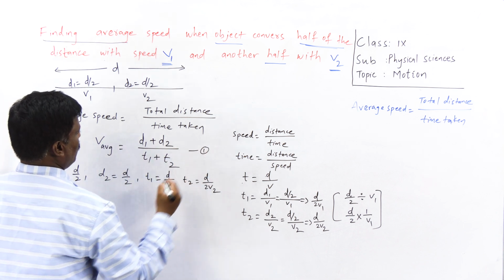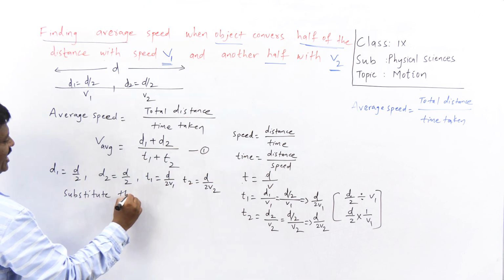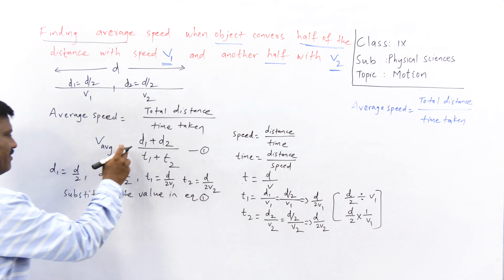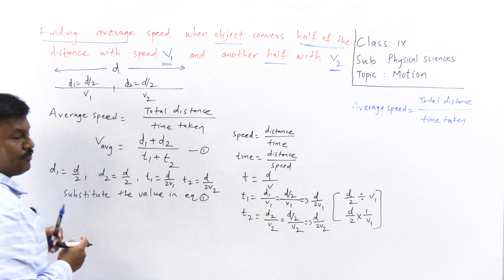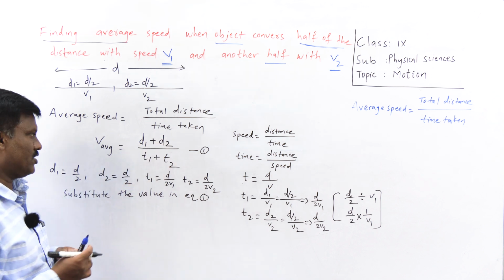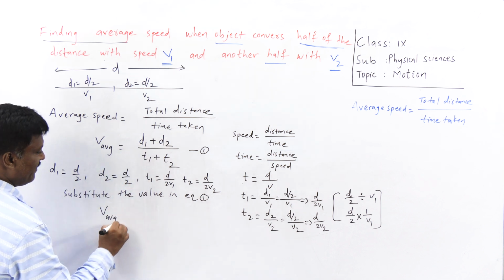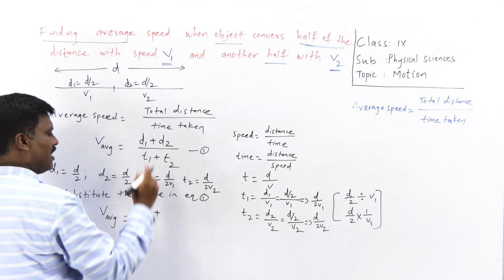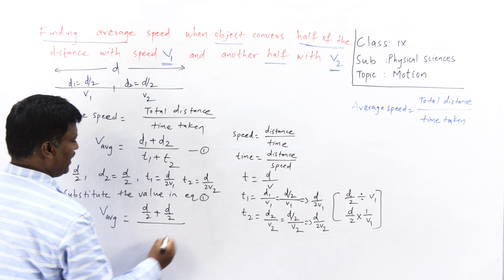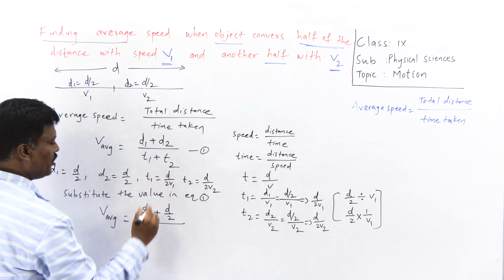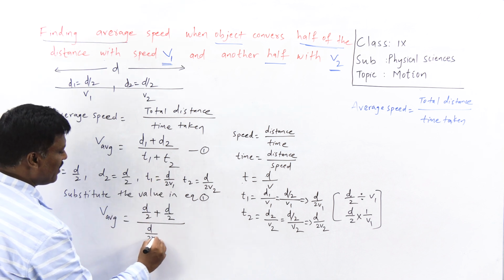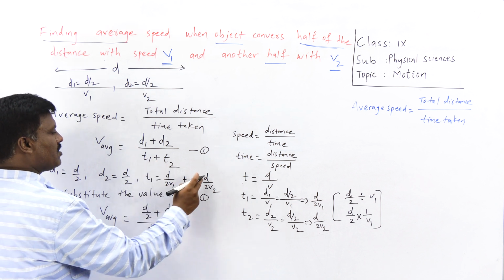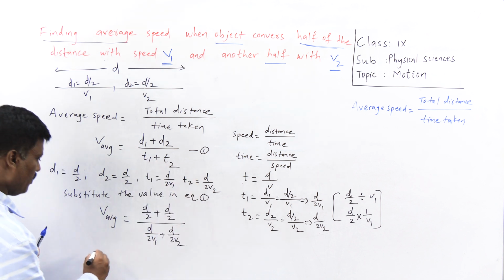Okay, this is equation 1. Substitute the values in equation 1. We have D1 value, D2 value, T1 value, T2 value. We have to substitute all these values in this equation. If you substitute all these values, average speed is equal to D1 value how much? D by 2, plus D2 value how much? Also D by 2, by T1 value how much? D by 2V1. Here plus. T2 value how much? D by 2V2. Okay, now next step.